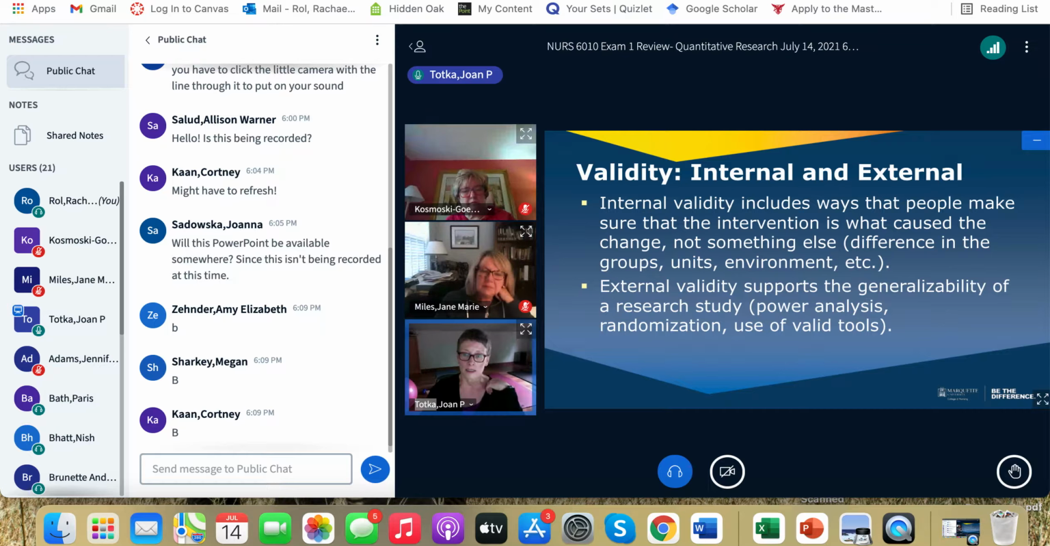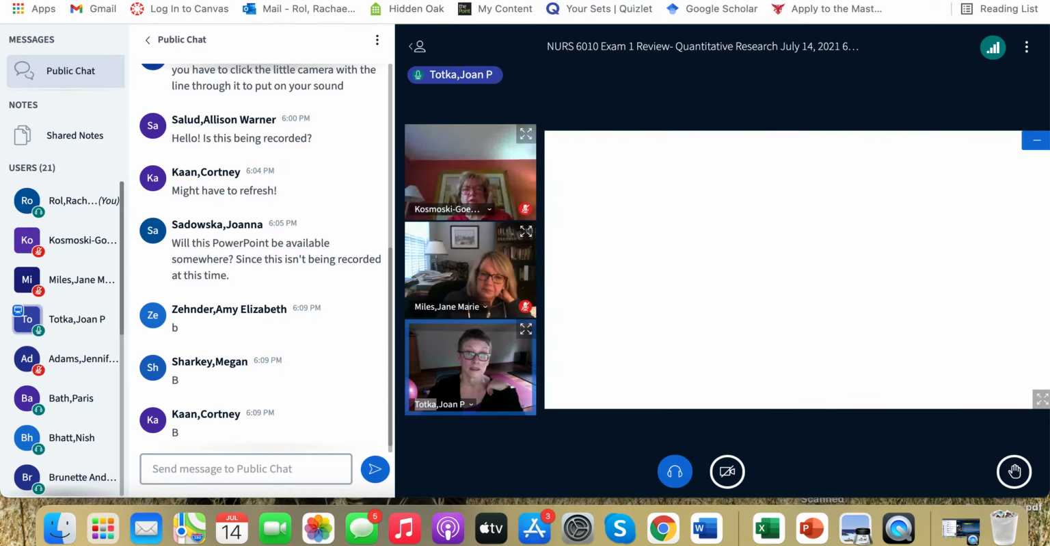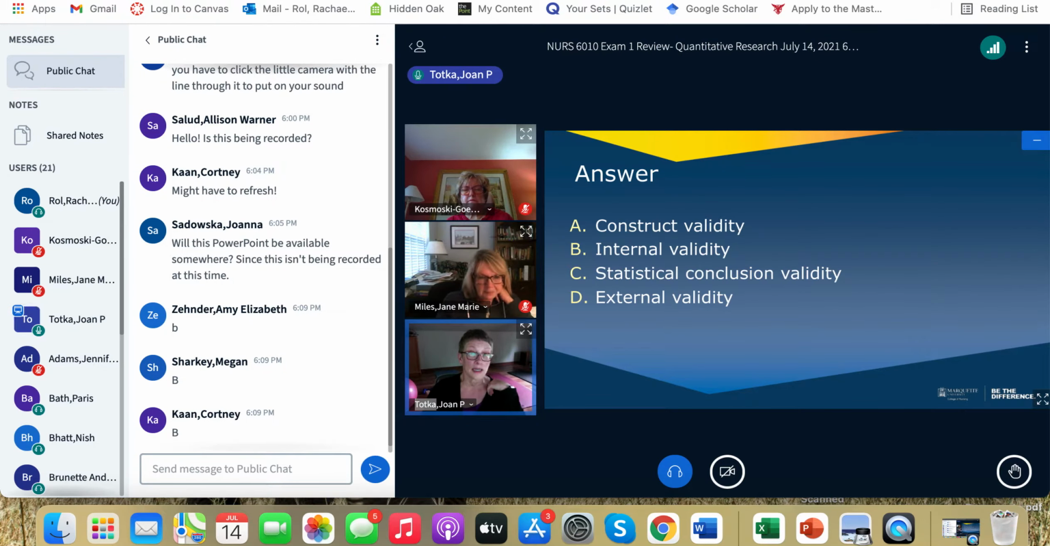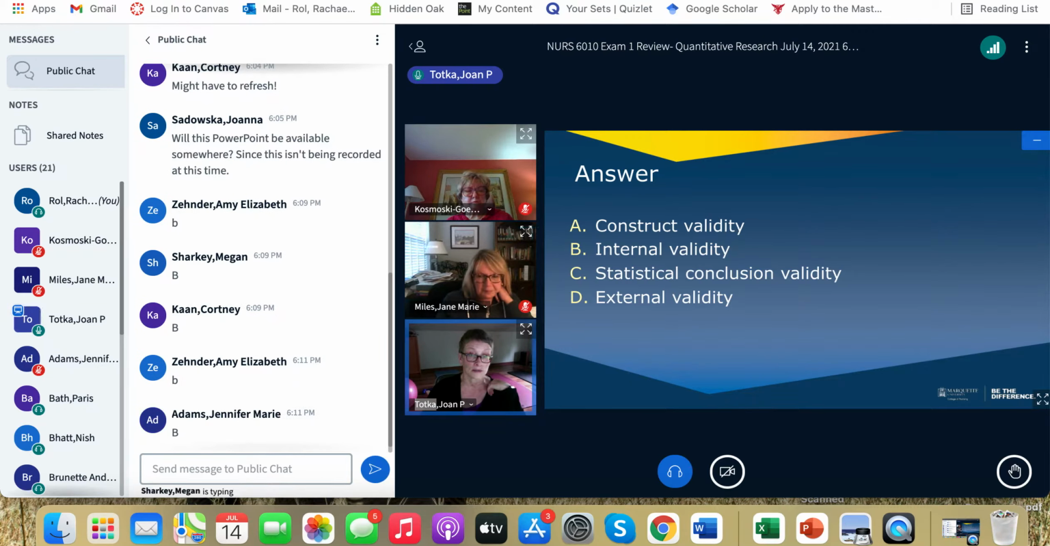So the application question: a nurse scientist is conducting a randomized control trial to test whether acceptance control therapy is effective to support self-management. To enhance the validity of the study, participants were matched in each group for certain characteristics that might influence the results. So this scientist is trying to support what type of validity? Is it construct validity, internal validity, statistical conclusion validity, or external? Correct, internal validity. We're all getting it.